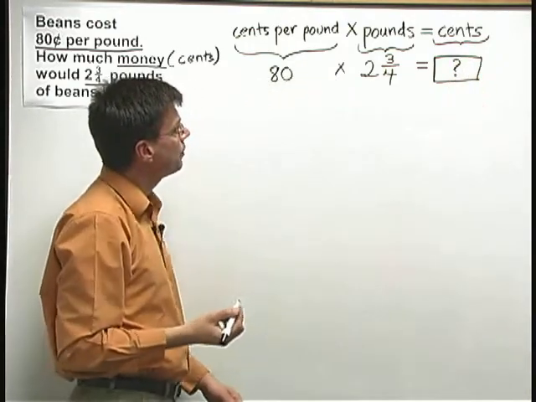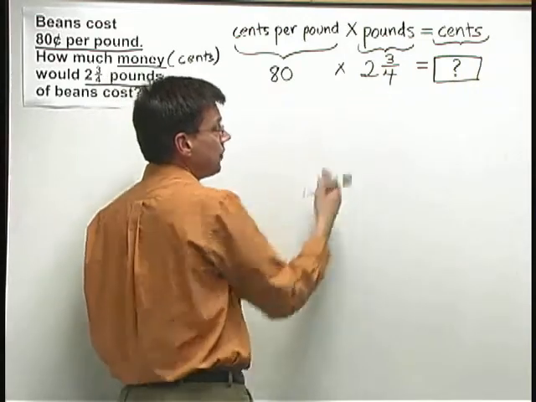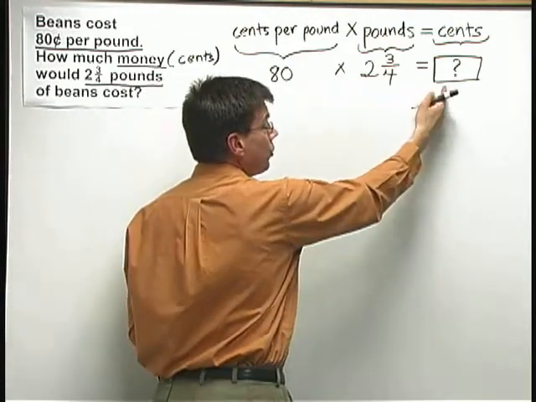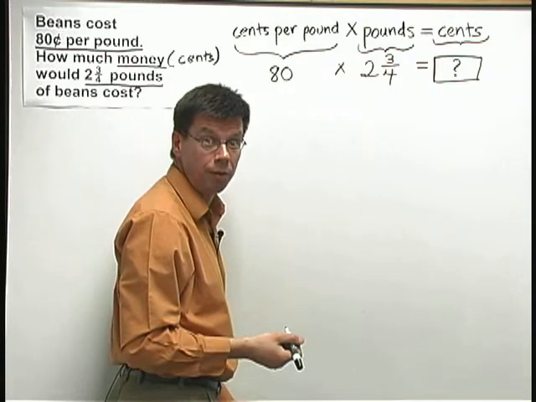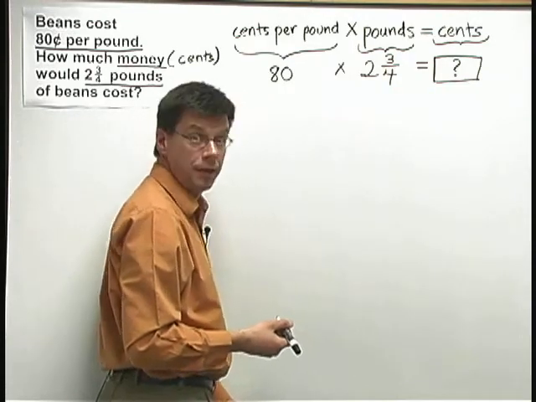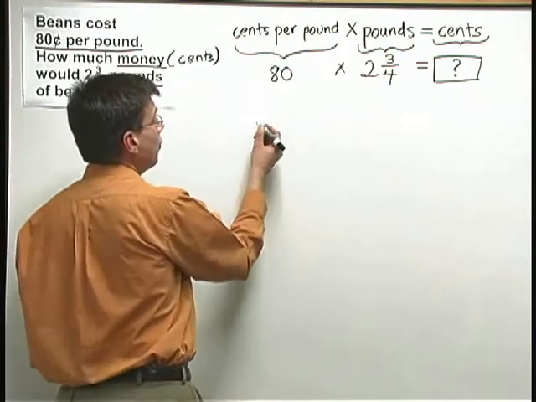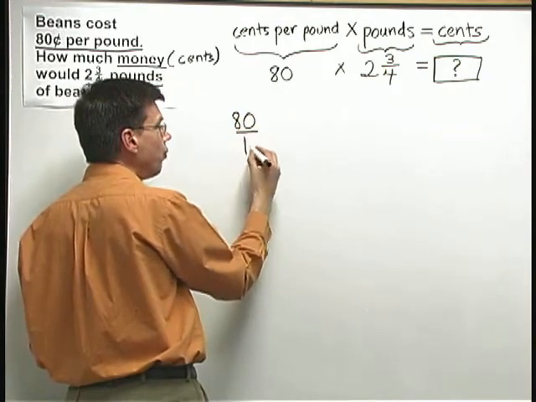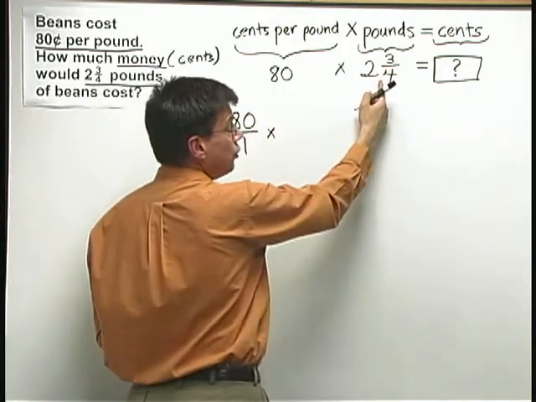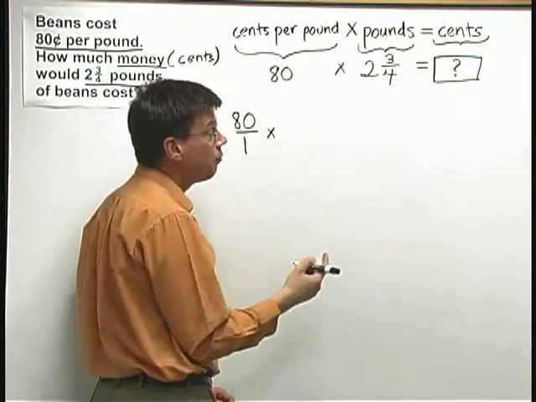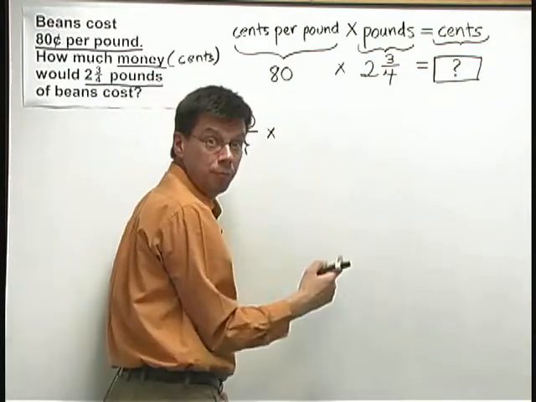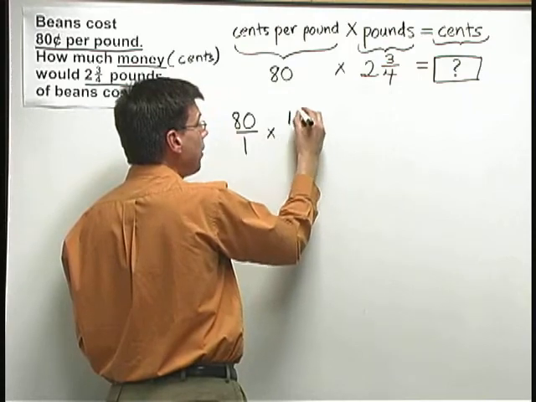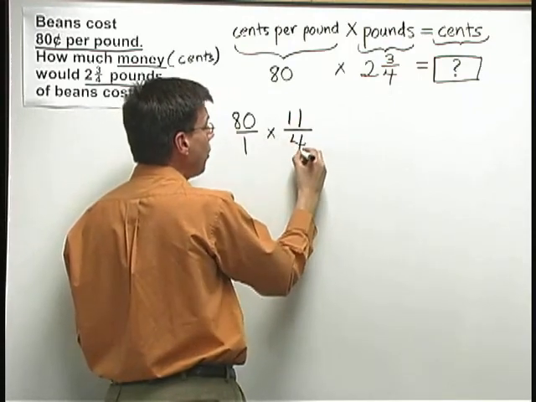So when I fill in the numbers, I can see that I have a multiplication statement where I actually know the two numbers that I'm multiplying together. We're trying to find the answer to the multiplication problem. So let's go ahead and multiply to get our answer in cents. We're going to take 80, which I'm going to write as 80 over 1, times 2 3/4 pounds. To multiply, I need to convert this to an improper fraction. 4 times 2 is 8, plus 3 is 11, so I have 11 over 4.